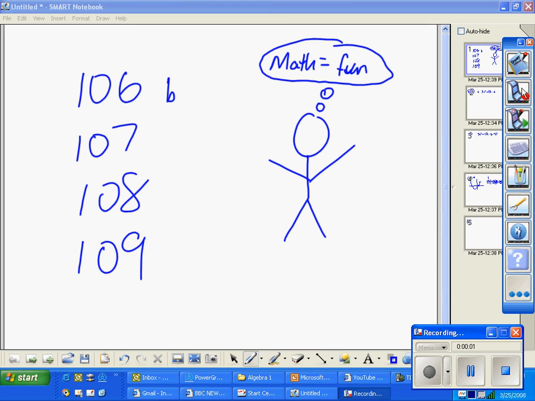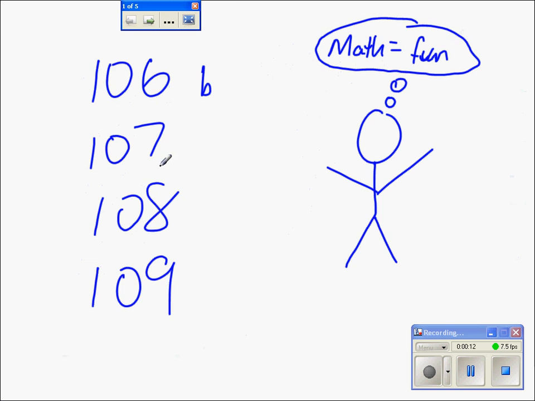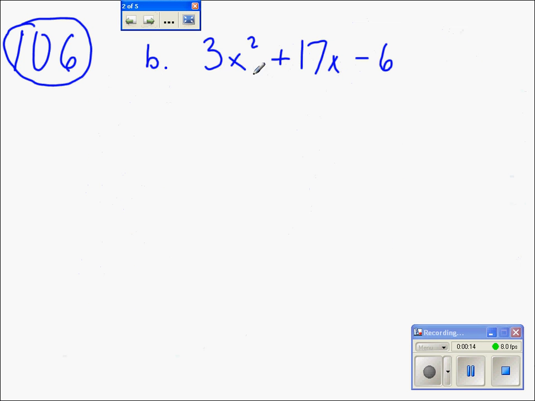Okay, we're going to do problems 106, part B, 107, 108, and 109. So we've got a lot. Sorry. So 106, part B looks like this.